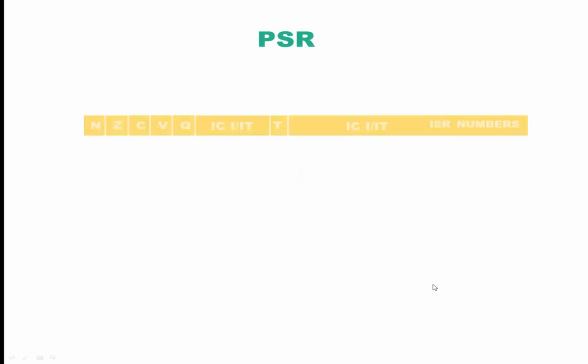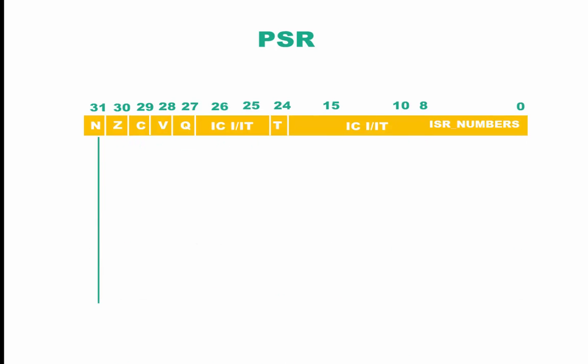So now let's examine the various bits of the PSR, the program status register. And you know the PSR we're talking about here already contains the APSR, the IPSR, and the EPSR. Let's start with the 31st bit, the N bit, known as the negative bit.